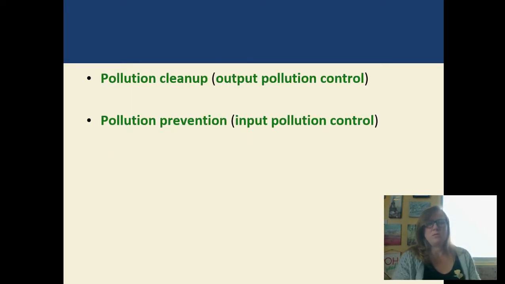So what can we do? We can clean up if there's a spill, if something happens, if there's plastic in the ocean. We can control the outputs, so if there's pollution happening, we can try to clean it. Or better yet, pollution prevention. Wherever that smokestack is, we're going to put scrubbers on it so it's not going to release any toxic chemicals into the air or into the water.